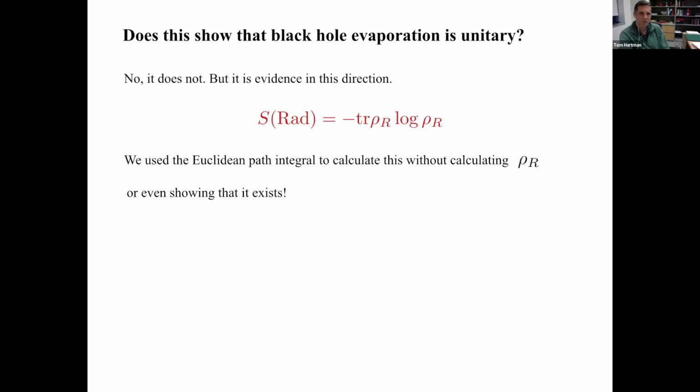So it doesn't show that it's unitary, but it's evidence for this. The reason I don't think it really shows that it's unitary is because we use this postulate about the Euclidean path integral in order to trace rho sub R. That postulate has not been proved except in certain cases, like if you assume AdS/CFT. So without understanding that better, I don't think we can say that it's a proof that it's unitary.